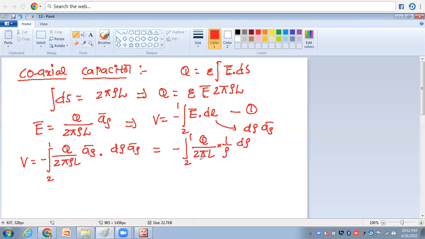Take Q by 2 pi L common. The integration of 1 by rho we may write as ln rho. Substituting the limits, 2 to 1, I will write b to a. After doing the integration, the minus signs cancel, and substituting the upper and lower limits the final expression is ln b by a. This is about the coaxial capacitance.